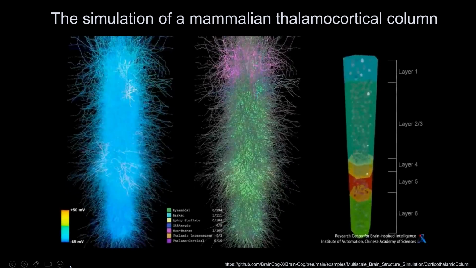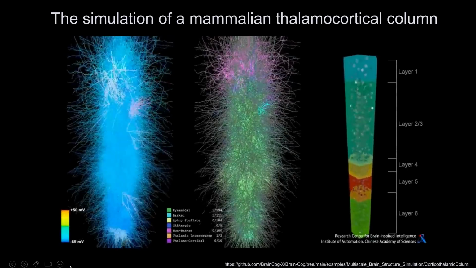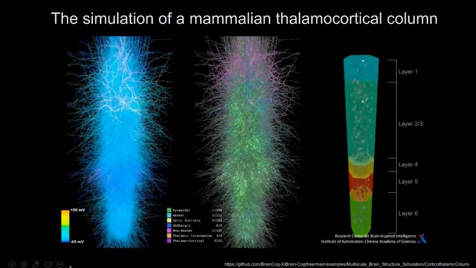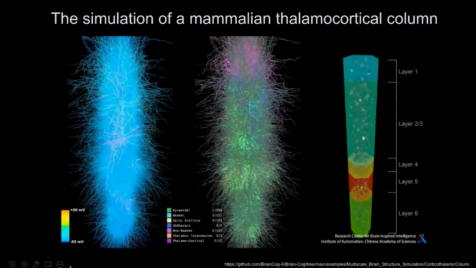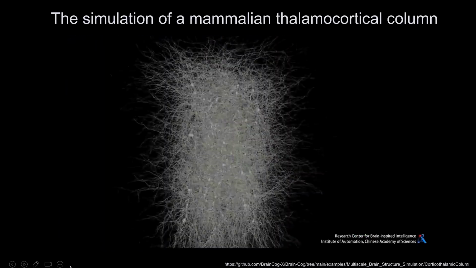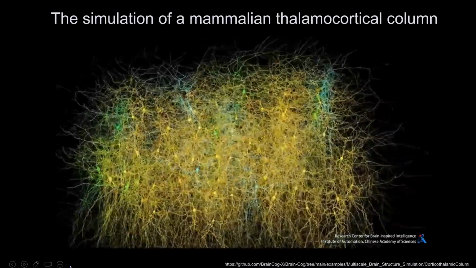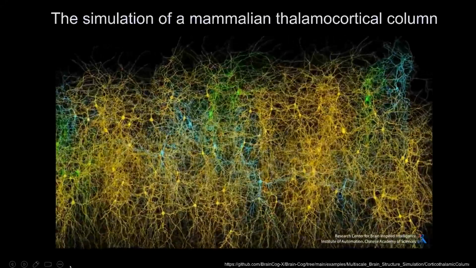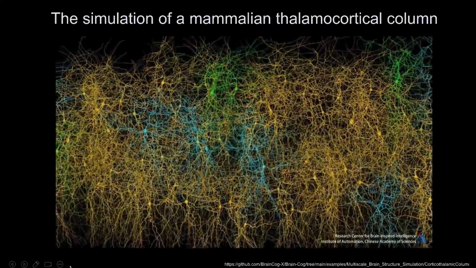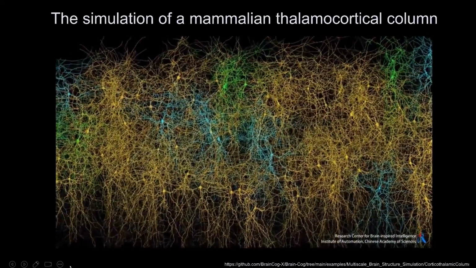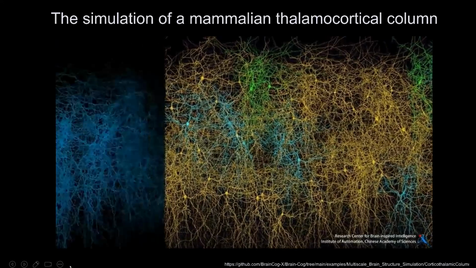Hello everyone. In this episode, I would like to share with you how to use the BrainCog platform to construct a mammalian thalamocortical column based on anatomic data. The functional minicolumn is an essential structure of the brain cortex. Many cognitive functions in the brain depend on this structure to be realized. So the research on the structure and the neural activities of the functional minicolumn is very important.